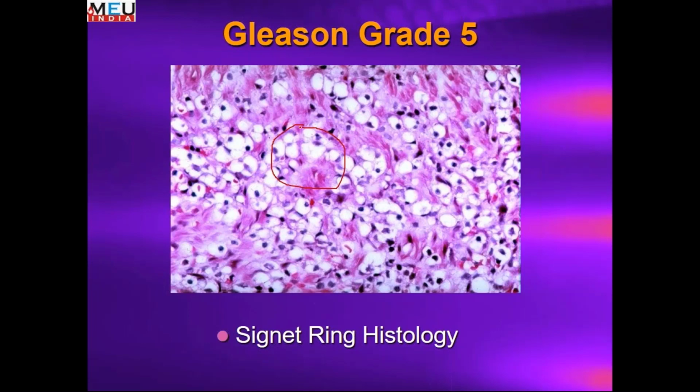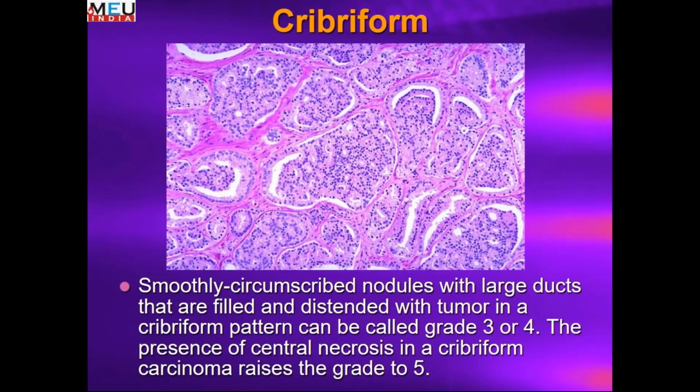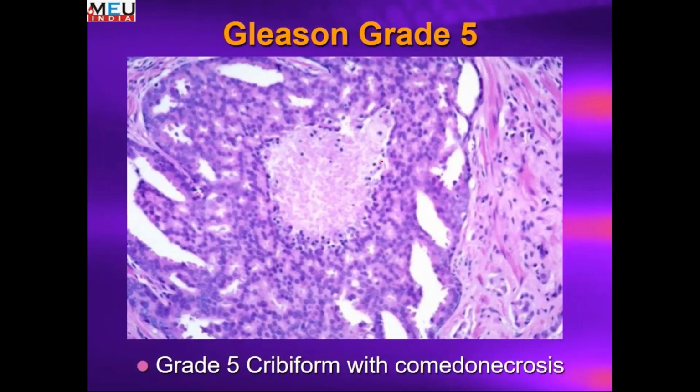Peripheral nuclei. This is the cribriform pattern with the nodules with large ducts that are distended with the tumor in a cribriform pattern, and in grade 3 or 4, there is sometimes a central necrosis. If seen, we can raise it to grade 5.